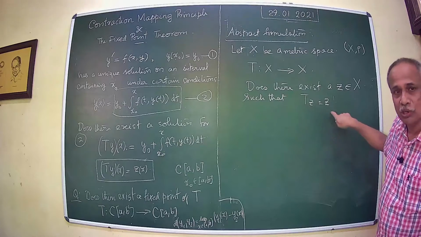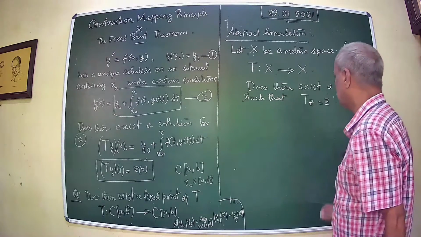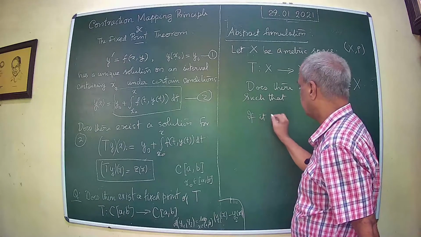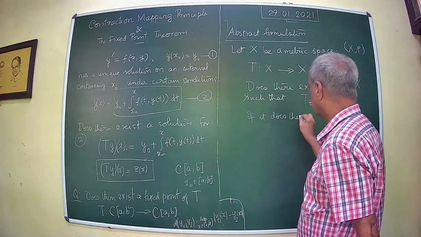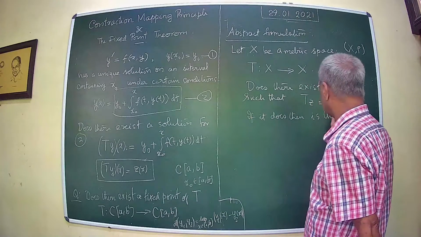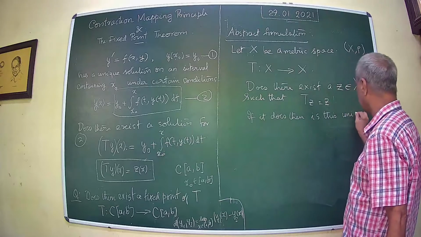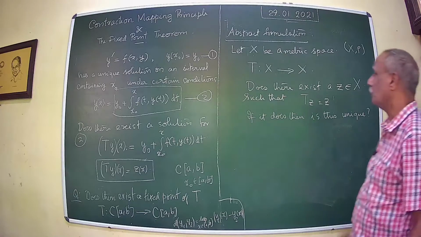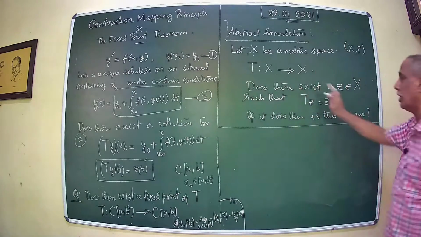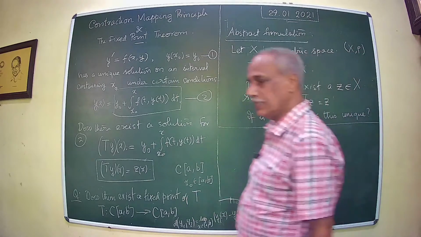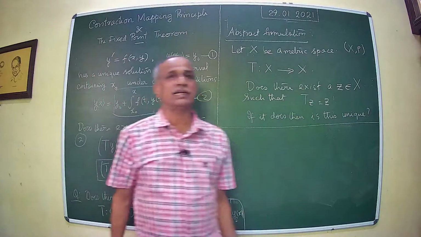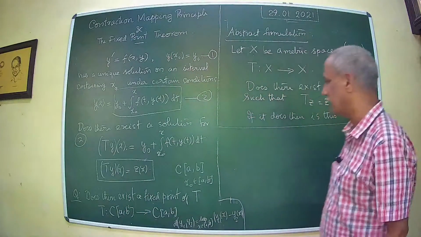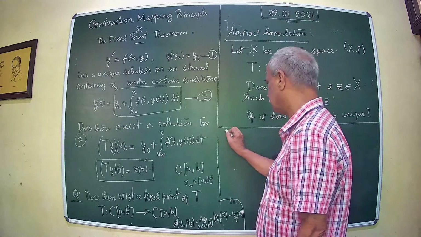Okay, I'll make it more clear with an example. Now the second question is, if it does exist, is this unique? That's the second question. Okay, you know that for all T this is not going to be true. That means that you will have to put certain restrictions on your T, the map T. Okay, let us consider a nice example.